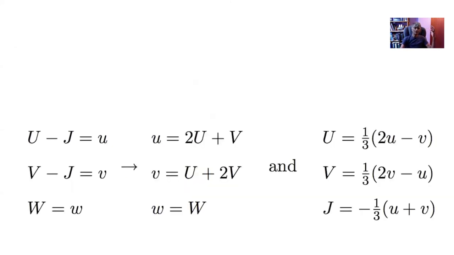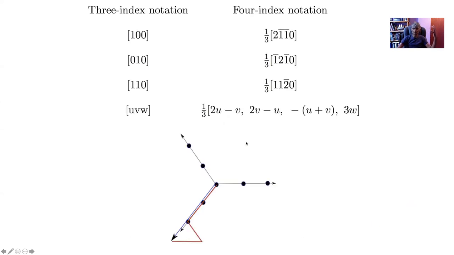So the rules for changing between directions, four index and three index notation for direction, derived as I explained in the previous slide, are simply as follows. So let me show you an example. So this is the 100 direction. This is the x-axis here. So 100 simply goes from this point here to this point. Right? This is 1/3 2 bar 1 bar 1 0.